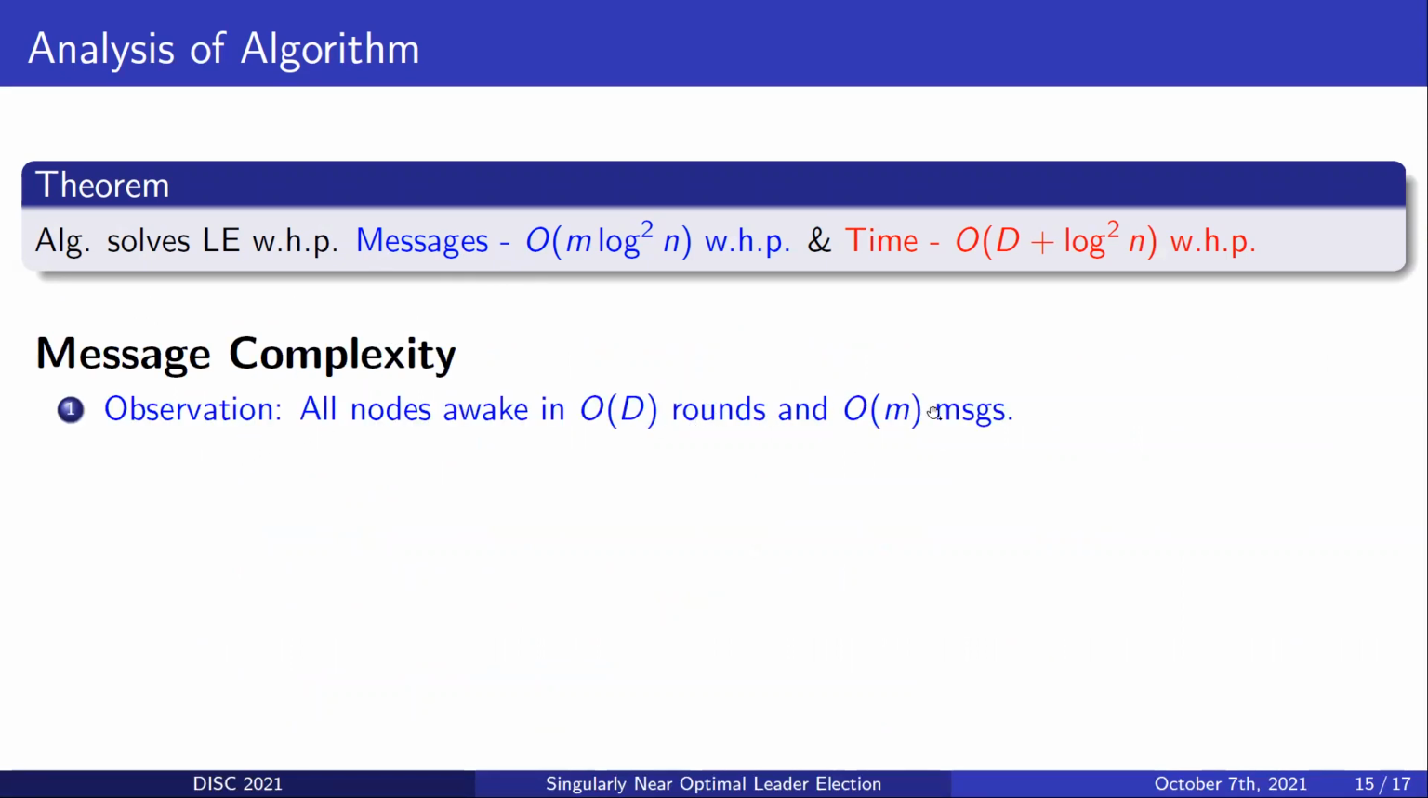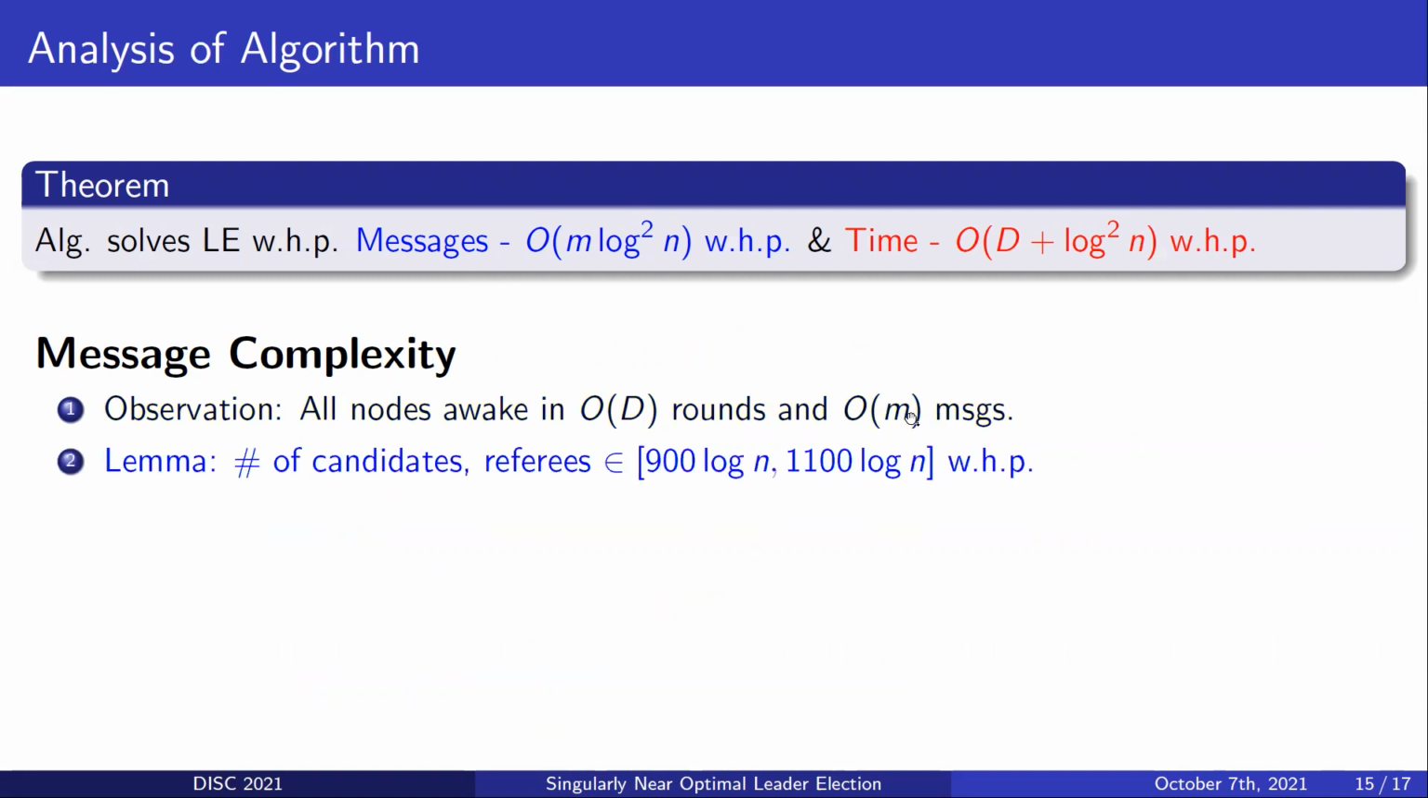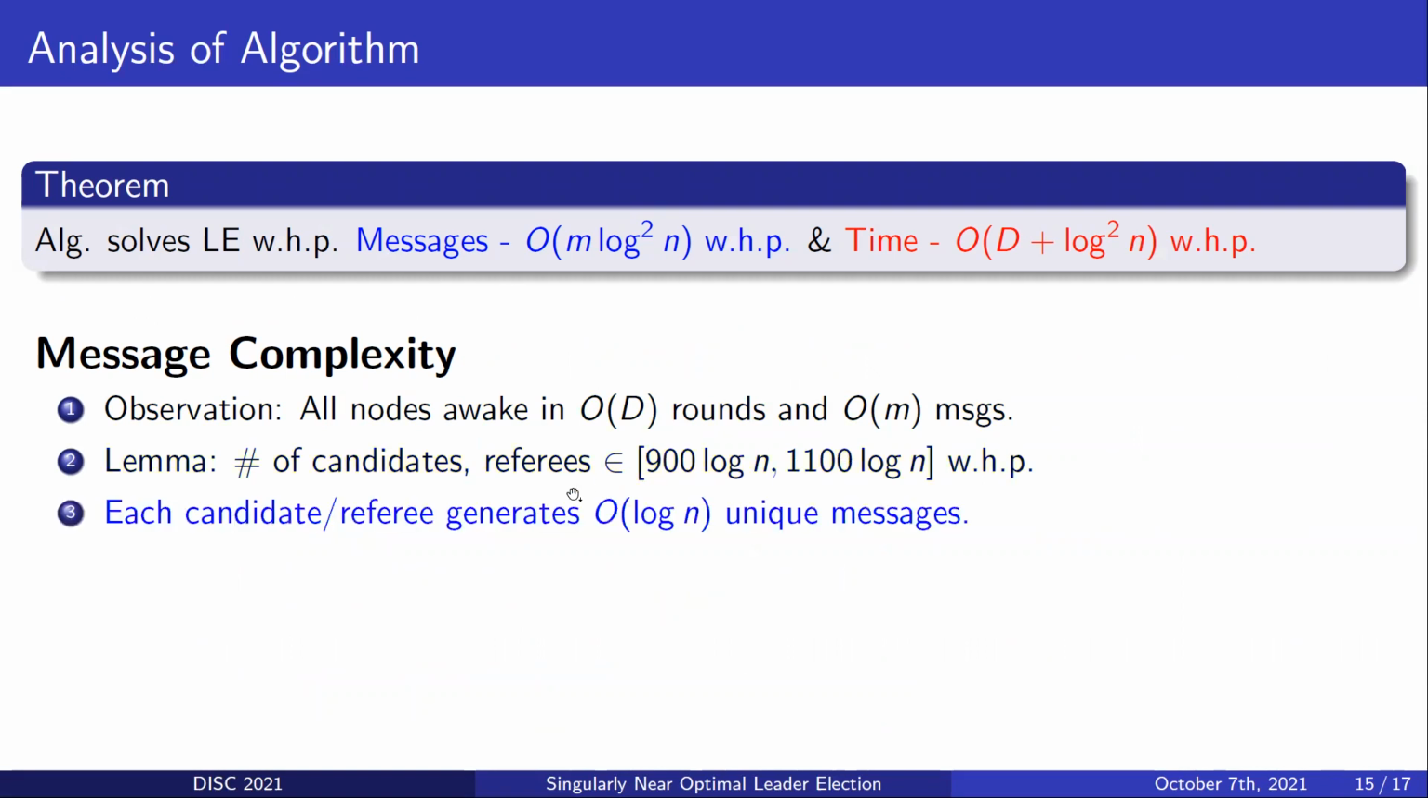Now, when it comes to messages, first of all, we have the observation that all nodes are awake in O(D) rounds and O(m) messages. So O(m) comes from there. We also have this lemma on the number of candidates and referees.